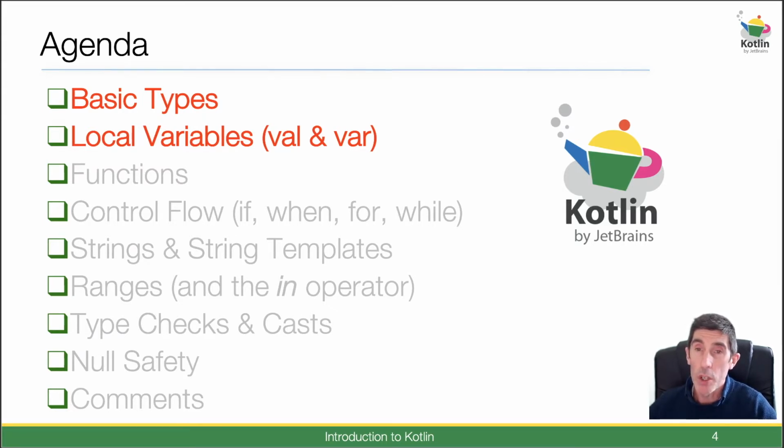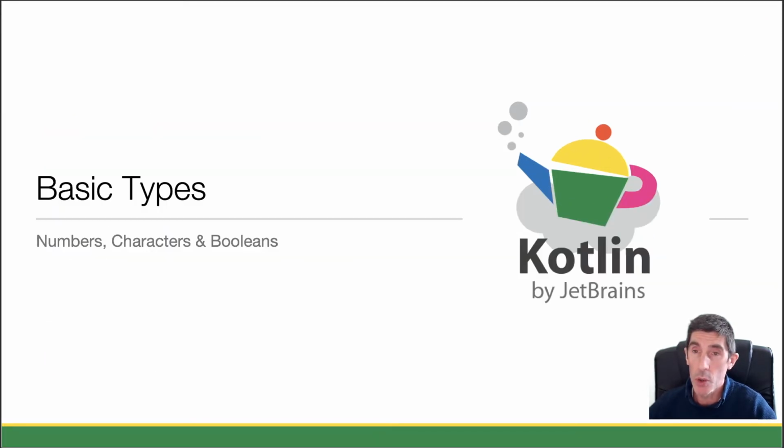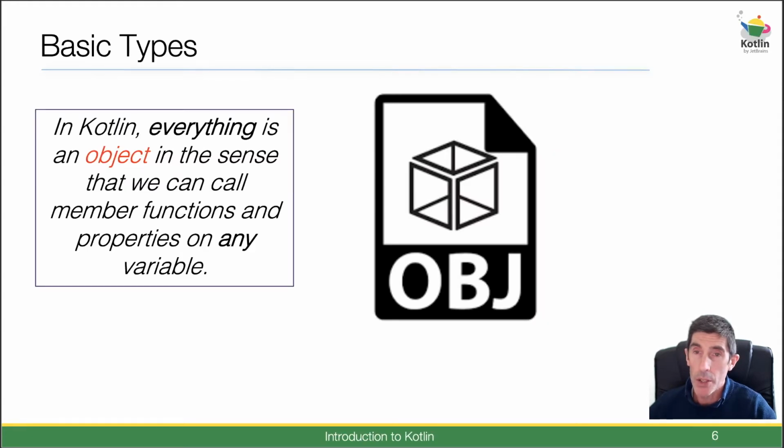Now you would have probably covered some of this in that first lab, so this is just to reinforce some of the concepts and principles you would have looked at in the lab. So to begin with, let's look at our basic types, which fall under numbers, characters and booleans. To recap, in Kotlin, everything is an object in the sense that we can call member functions and properties on any variable. We touched on this in earlier sections.